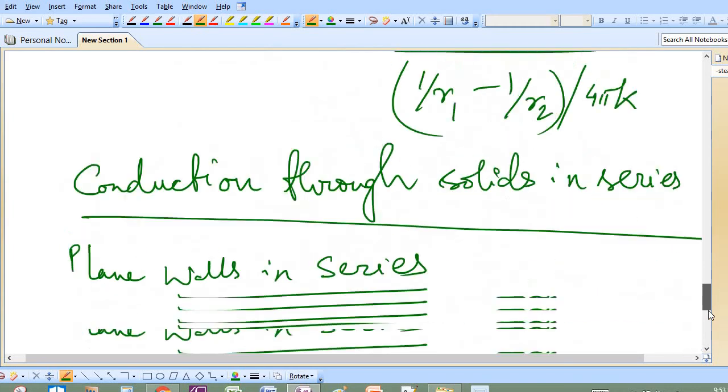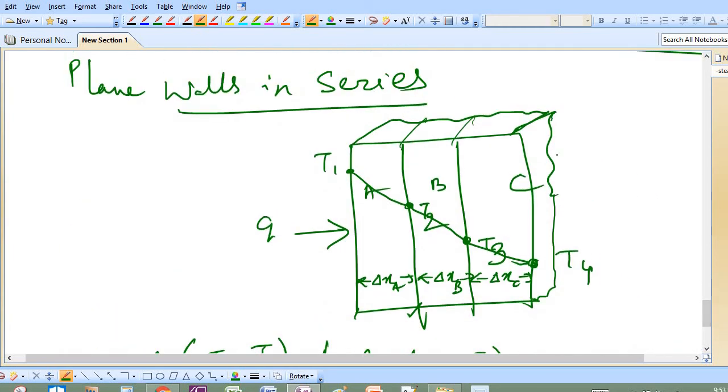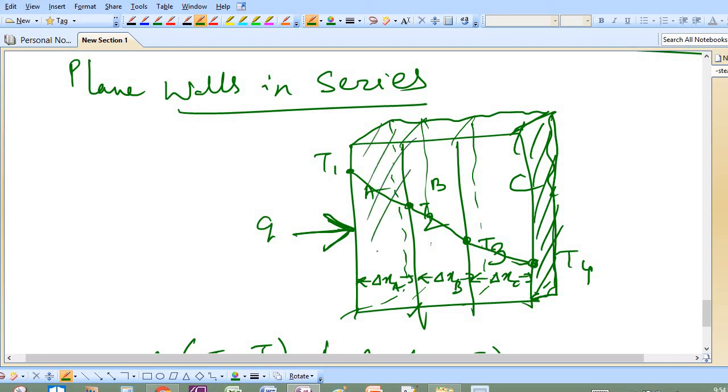By cross sectional area, I am talking about this area, the area normal to the heat flow. For each of the slabs, the cross sectional area encountered is the same.